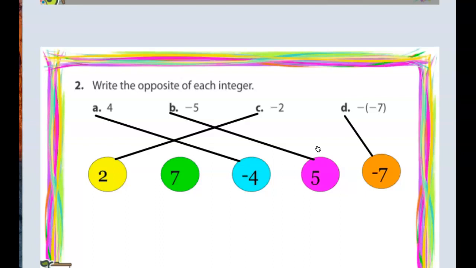Wait a minute. What did you say? Can you clarify that for us? Because for number 7, it says negative parenthesis -7. Can you say that one more time? How did you figure out it's -7? Because since he has 2 minuses, it's like you have to do the same thing two times.